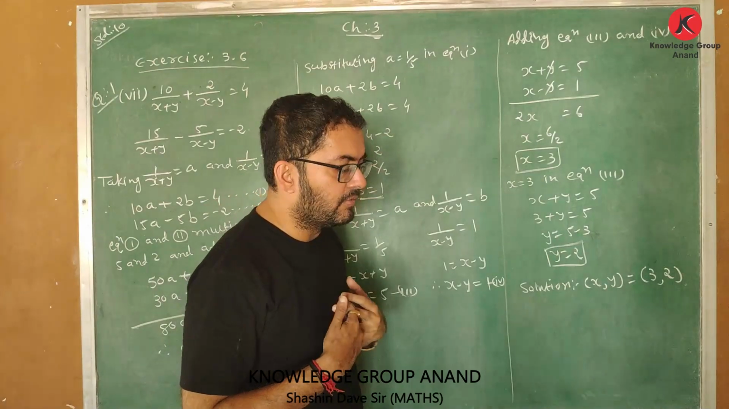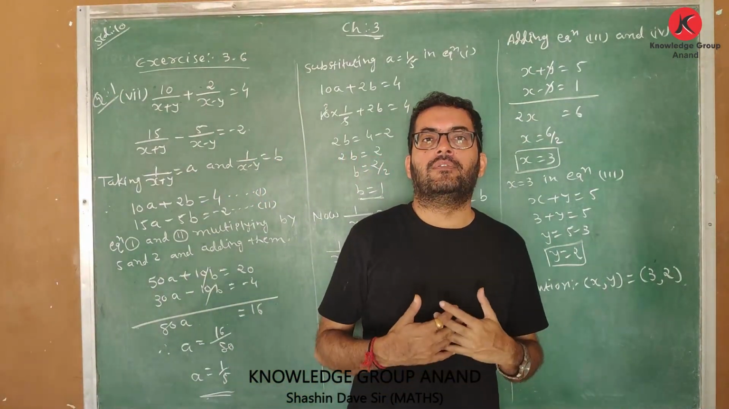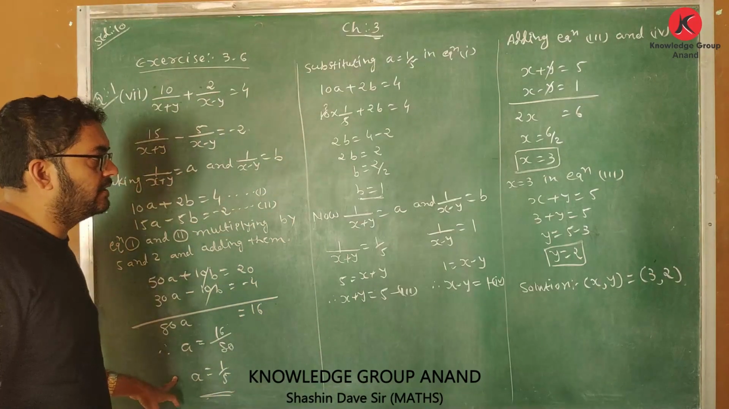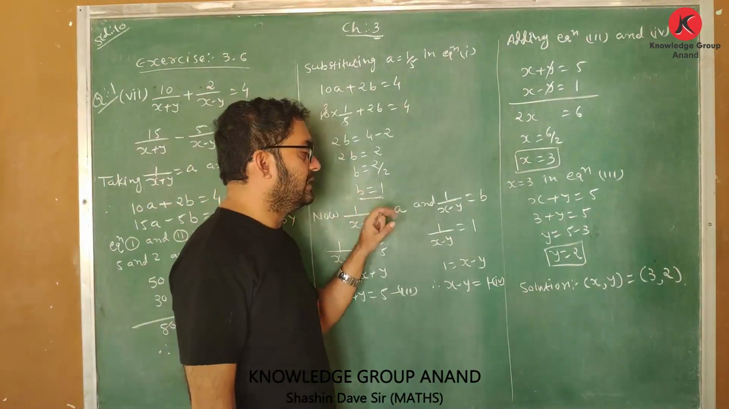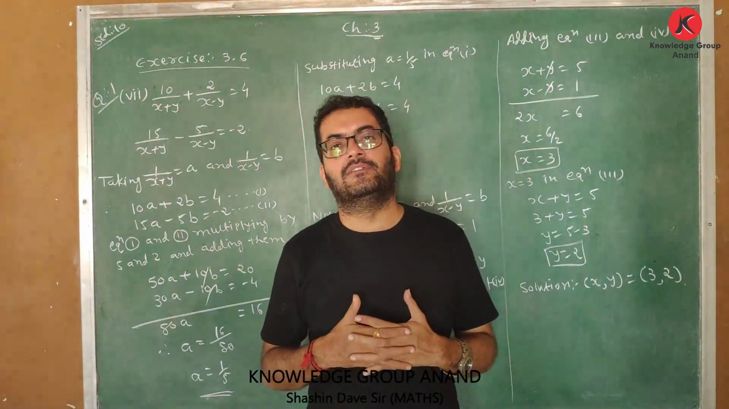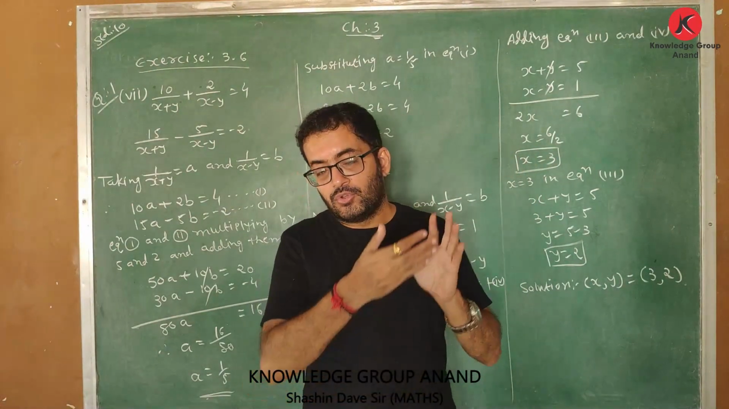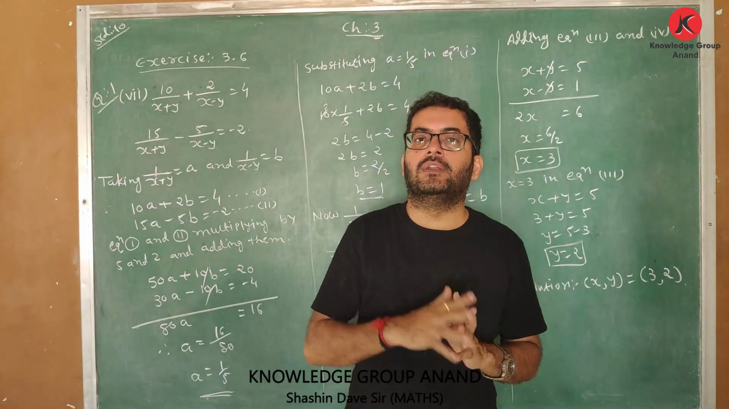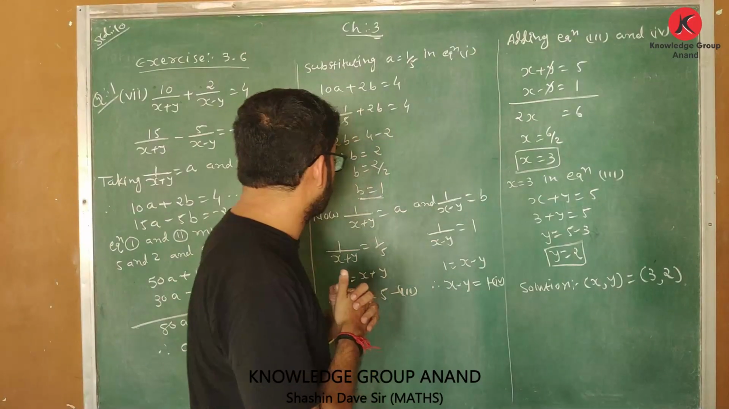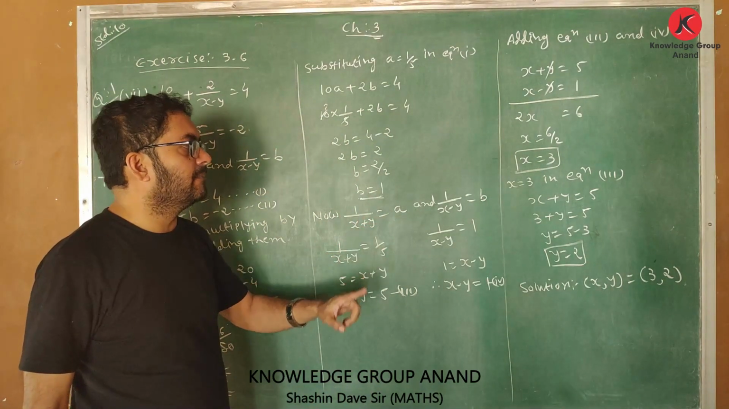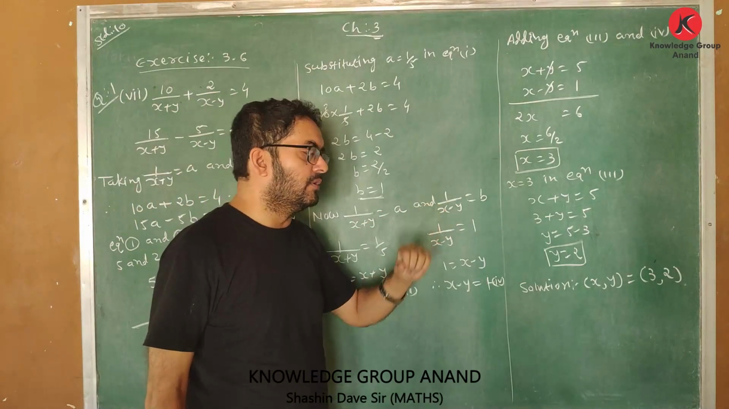So now we have the value of a, we also have the value of b. What is the value of a? The value of a is 1 upon 5. What is the value of b? The value of b is 1. But as our sum involves getting the values of x and y, we have to use these values of a and b to find the values of x and y. For that we will go to the assumption part. What was the assumption part? I had assumed 1 upon x plus y as a and 1 upon x minus y is equal to b.